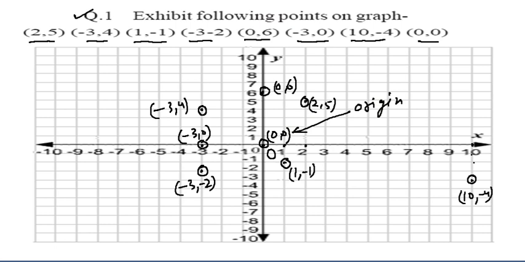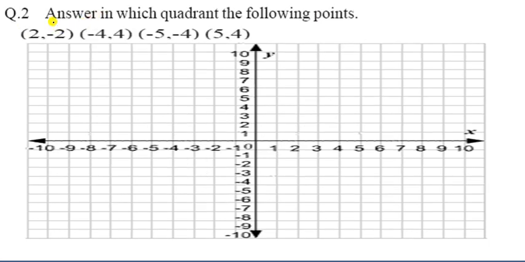Now come to the next question. The question number 2: answer in which quadrant the following points lie. हमें इनका आंसर देना है in which quadrant. So 2, minus 2. So it is your first quadrant. That one is second quadrant. And that one is third quadrant. And it is your fourth quadrant.